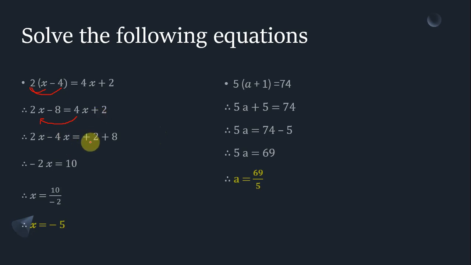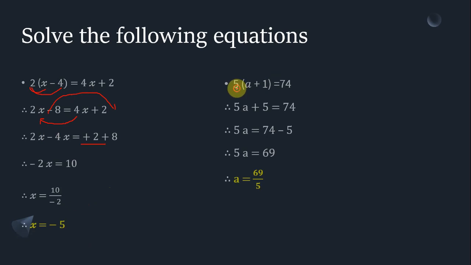Now 2 is already there, that I have written as it is, and minus 8 I am shifting to the right side, so it is going to become plus 8. So 2x minus 4x will become minus 2x equals 10. x is equal to 10 upon minus 2, so that is divisible. x is equal to minus 5 is the solution. Now you cross check this in your book. Below that write verification and do the verification. If you got left side and right side the same, yes, you are correct.